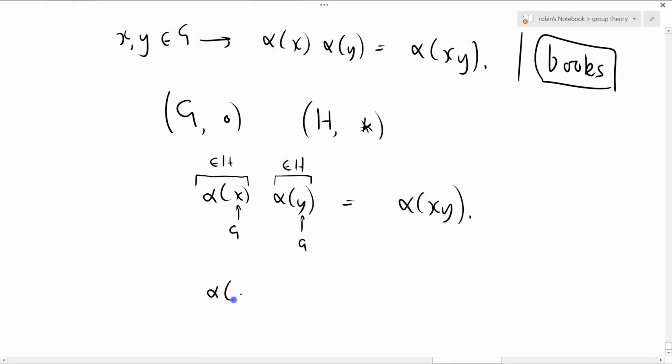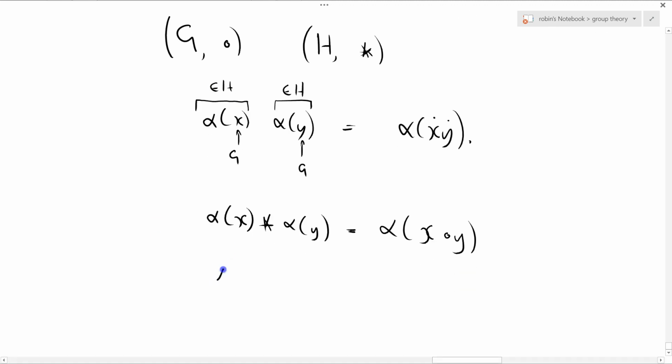What I really mean is this: alpha of X, because it's a member of H, I've got to use the star to combine it with alpha Y, because star is something that takes elements of H, and that equals alpha of X, and this has got to be a little circle here, because here we've got two elements of G which are multiplied together, and the group operation for G, I'm using a circle. So alpha X star alpha Y, this is the group operation of H, equals alpha of X composed with the composition of G of Y. And that is the definition of a homomorphism.